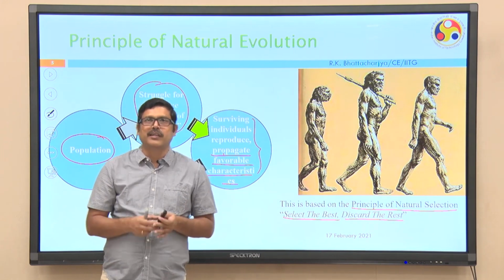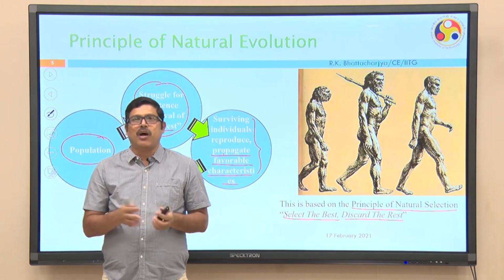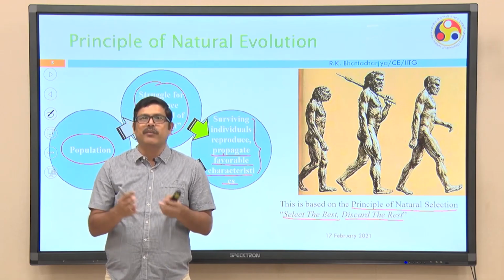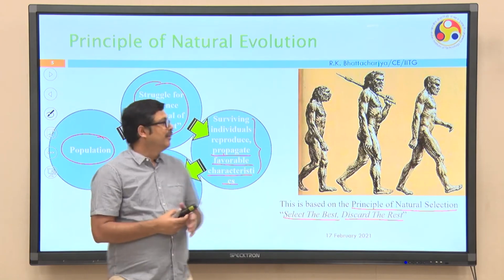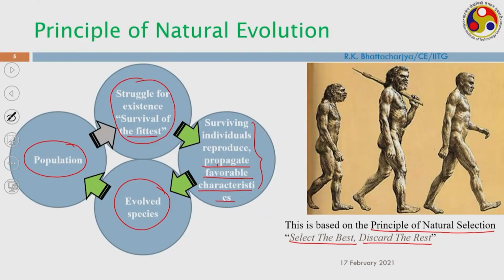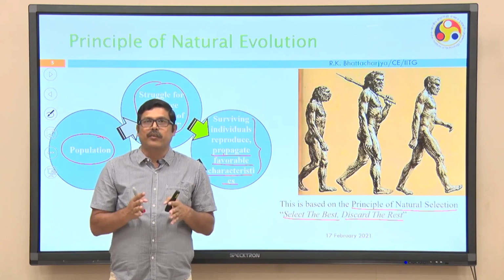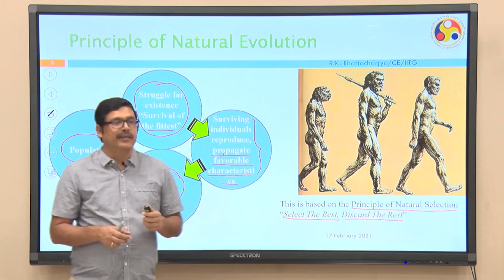There are several examples of species that existed maybe millions of years back, but now they are not in existence. So, how were they eliminated? Because they could not survive in that struggle for existence, survival of the fittest. They could not survive, and right now they are not there. So, they have been eliminated by nature.